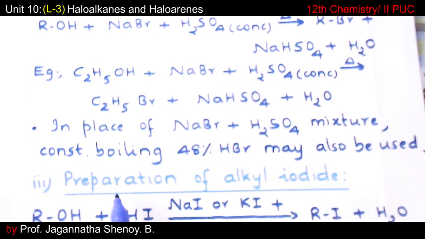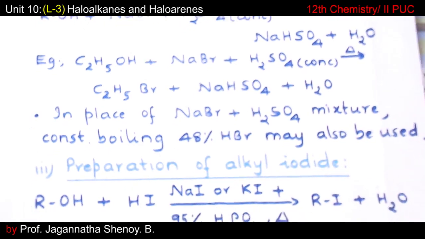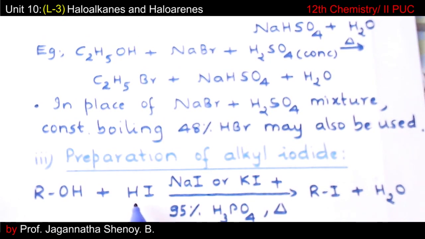Next, we will move over to study the preparation of alkyl iodide starting from alcohol. In this case, the reagent that we need is HI. This HI is generated by heating a mixture of sodium iodide or potassium iodide with 95% orthophosphoric acid, H3PO4. We get alkyl iodide, RI, and water.